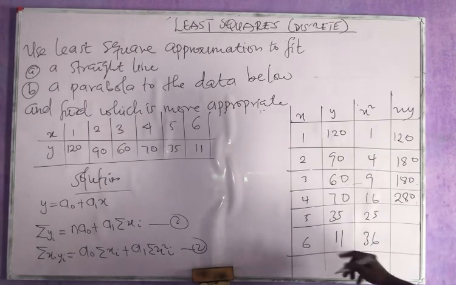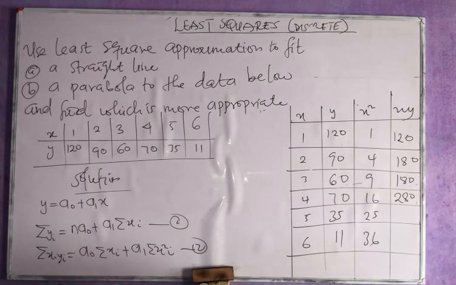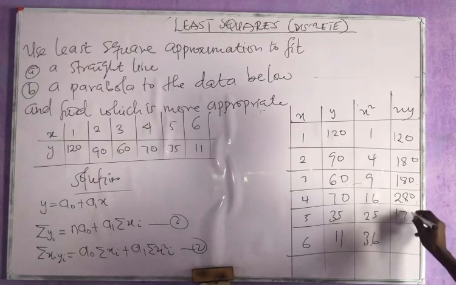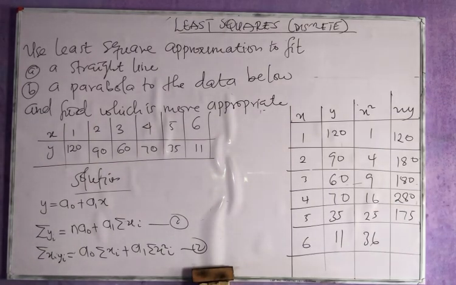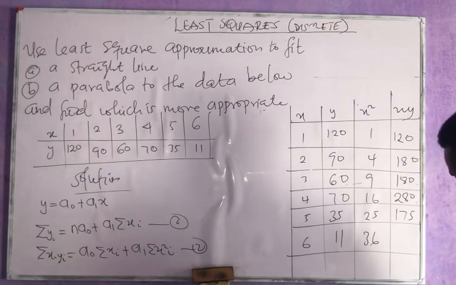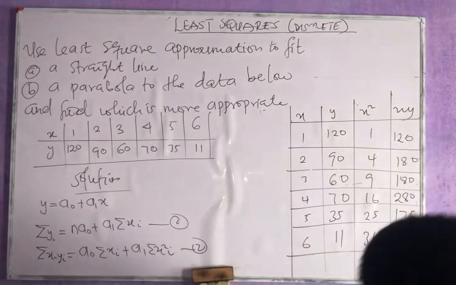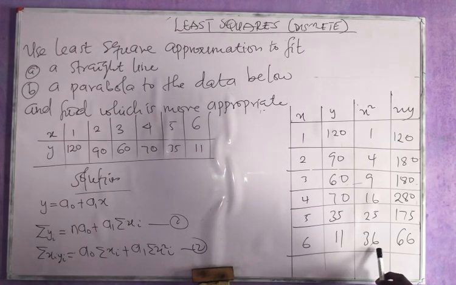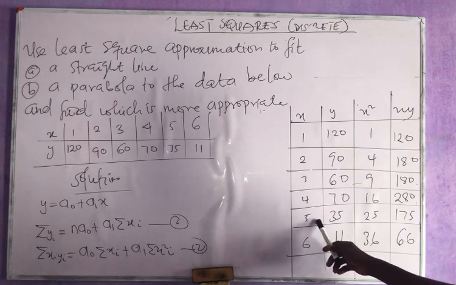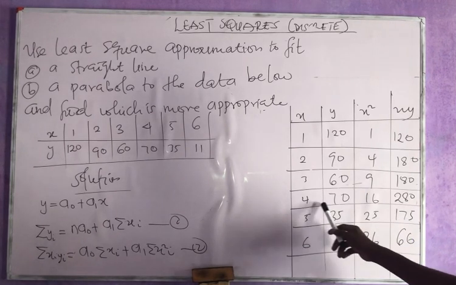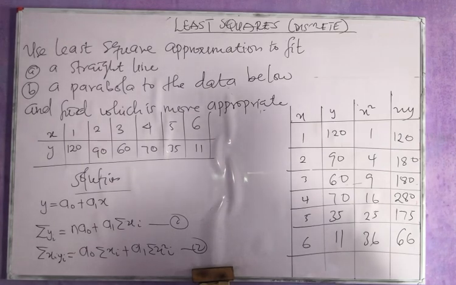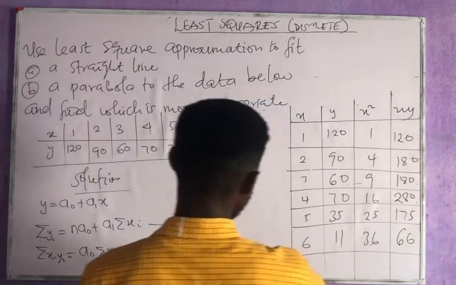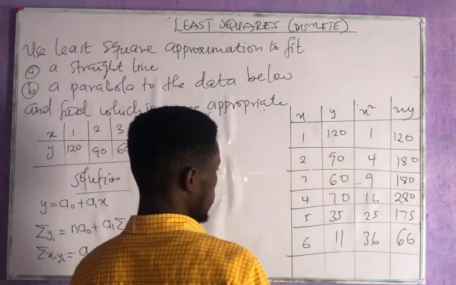Okay, 5 times 35, please, you'll be using your calculator, is 175. Then 6 times 11 will be 66. Let me verify something here. Okay, so 6 times 11 will give us 66, 5 times 35 is 175, 4 times 70 is 280, and so on. So this is what we have. Let me bring it up, the board is not enough like that.